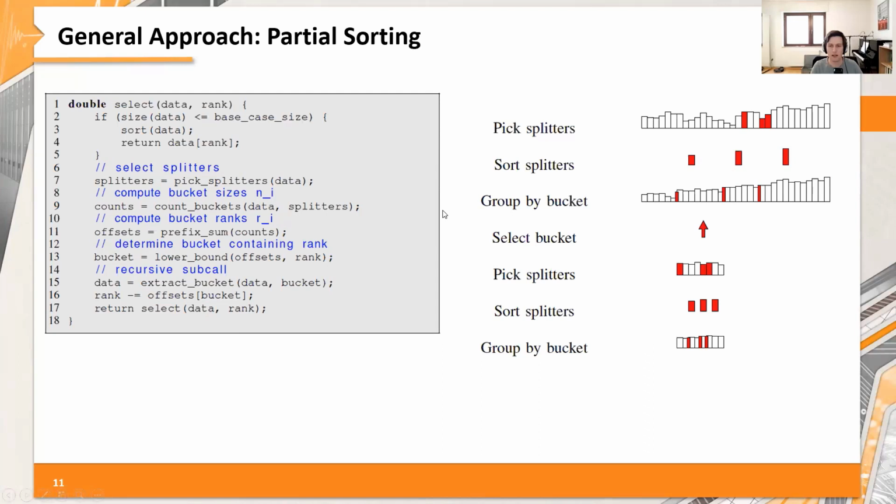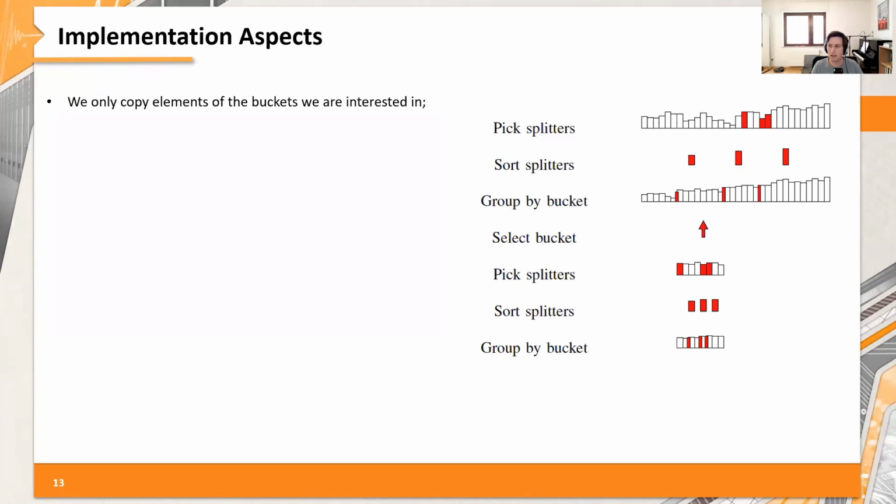And this is the most general approach that I think all the algorithms that I looked at in some sense or another actually follow. So now let me show a few details on how we can actually implement this. As I mentioned, we only need to copy the elements from the bucket we want to recursively proceed in from the input data. So we do one pass and count how many elements are in the input in each bucket. And in the second pass, we only copy out the elements from a single bucket into our output storage.